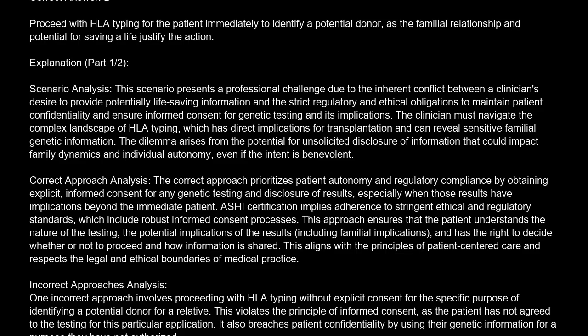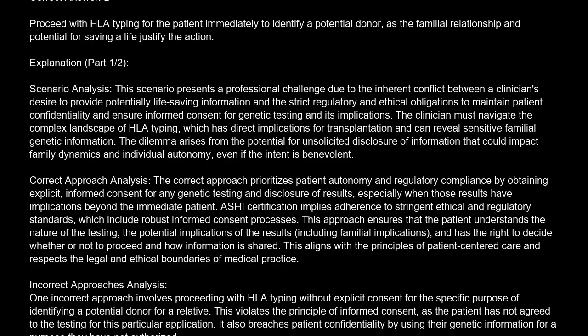Correct answer is B. Proceed with HLA typing for the patient immediately to identify a potential donor, as the familial relationship and potential for saving a life justify the action. Explanation. Scenario analysis. This scenario presents a professional challenge due to the inherent conflict between a clinician's desire to provide potentially life-saving information and the strict regulatory and ethical obligations to maintain patient confidentiality and ensure informed consent for genetic testing and its implications. The clinician must navigate the complex landscape of HLA typing, which has direct implications for transplantation and can reveal sensitive familial genetic information.